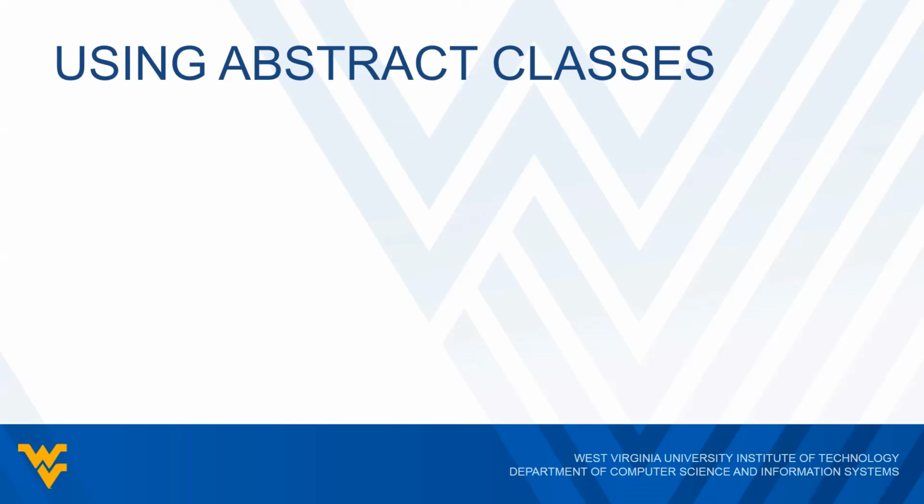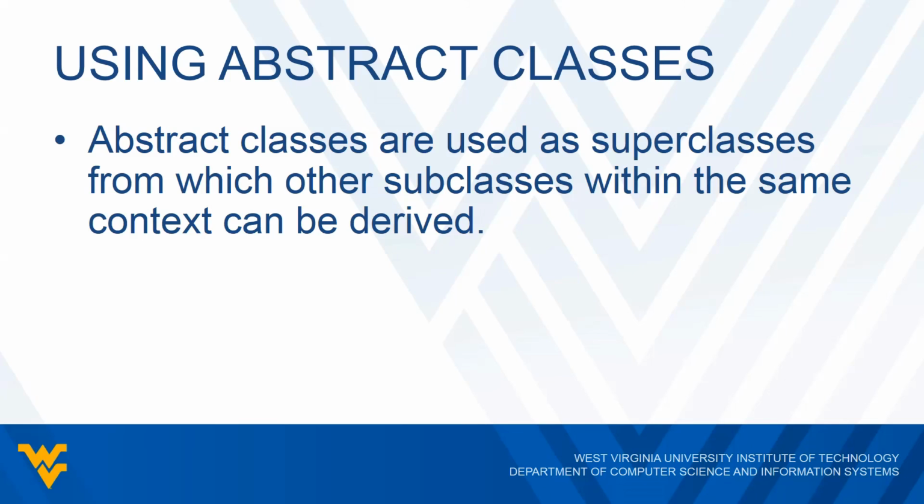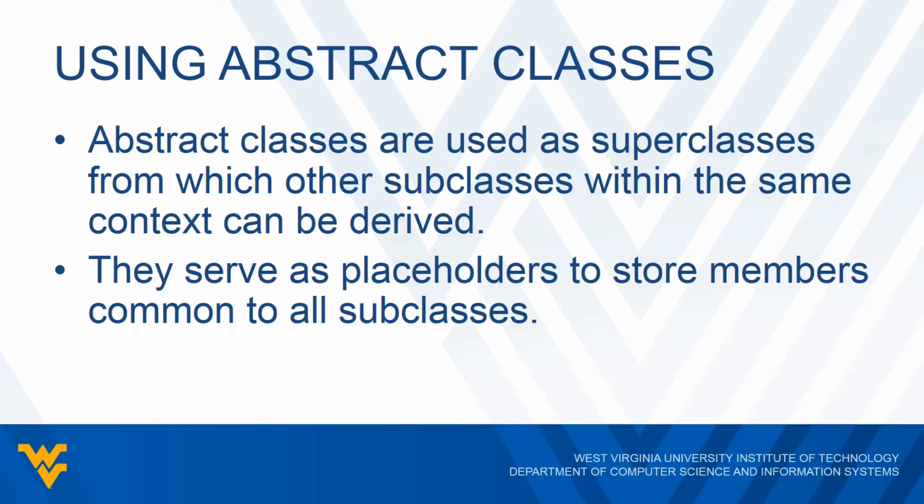So how do we use these abstract classes? What's the purpose of them? Well, they're used as superclasses. So we're going to create several subclasses that are derived from the abstract class. So we're going to bring in all these variables, methods, and so forth. So all the same context can be derived into all of these different subclasses. And then these abstract classes actually serve as placeholders to store members that are common to all the subclasses. So if I have an abstract method, that gets brought into all these different subclasses, and for each subclass I can define that method however I see fit.